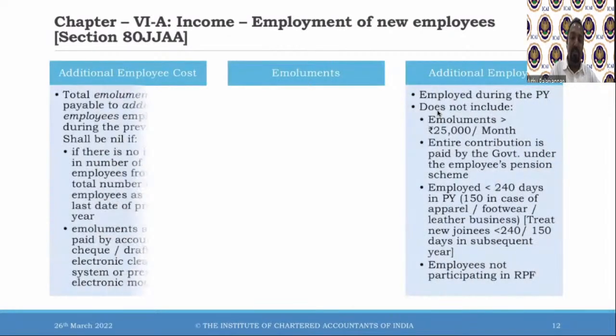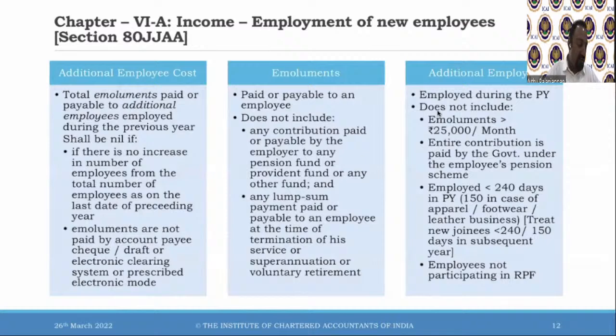And when we are talking about this additional employee cost, we will also understand a few other terms. Typically, additional employee cost means total emoluments paid or payable to additional employees. So first we said additional employee cost. Now we have two more keywords, emoluments and additional employee. We must understand what is an emolument, and what is an employee, an additional employee. So we'll first understand what is an emolument.